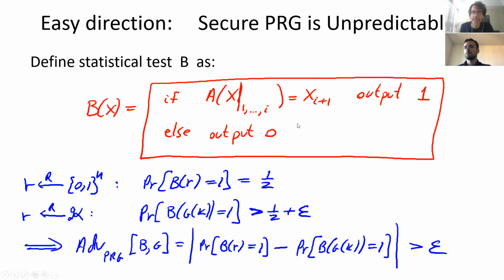You could structure this reduction differently. For example, you could output 0 here and 1 here. This would not change anything. You could also, in the other case, flip the bit at random. The only thing that would happen is it would complicate the analysis. If you flip this bit at random, the probability here will be 3/4, and the probability here would be 3/4 plus epsilon, maybe divided by something. So it would just complicate it. It would still work.